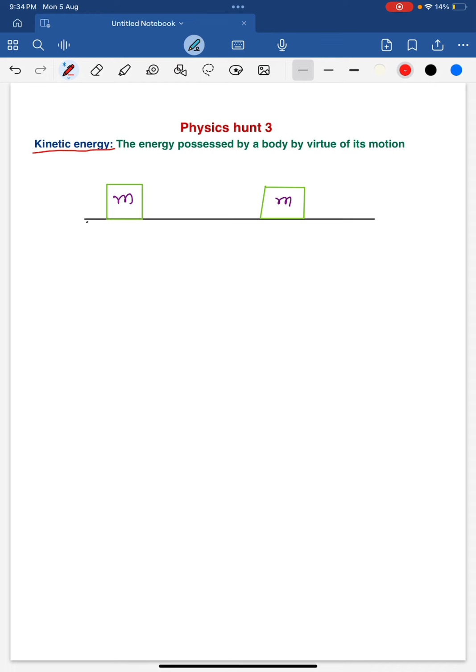In this video, I'm going to discuss kinetic energy. Look at the definition here. The energy possessed by a body by virtue of its motion is called kinetic energy. Look at the diagram here.